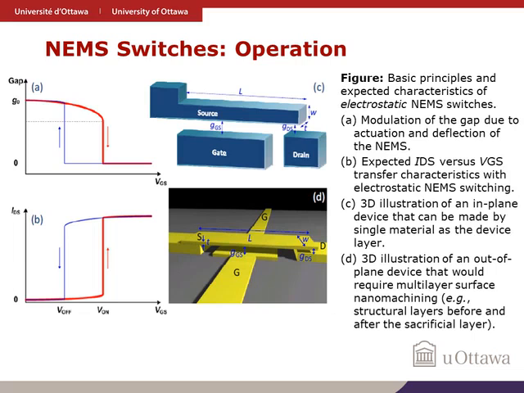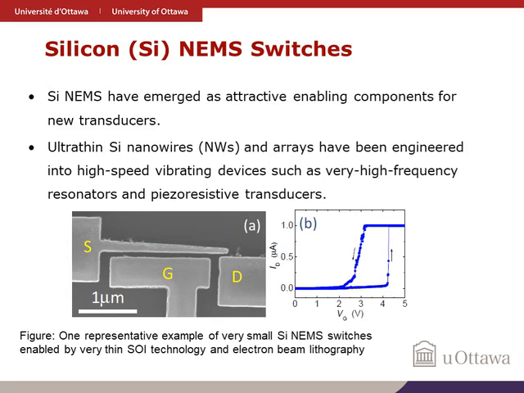Here you can see in the figure also the characteristics of the electrostatic NEMS switches. Next is the silicon NEMS switches. They have emerged as an attractive enabling component for new transducers. Ultra-thin silicon nanowires and arrays have been engineered into high-speed vibrating devices, such as very high-frequency resonators and piezoresistive transducers.